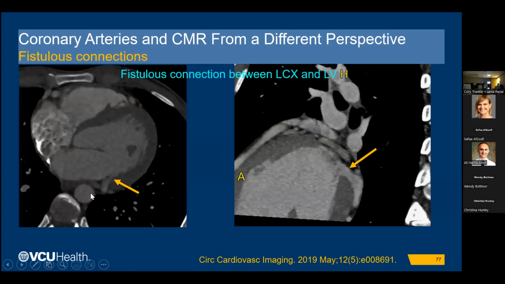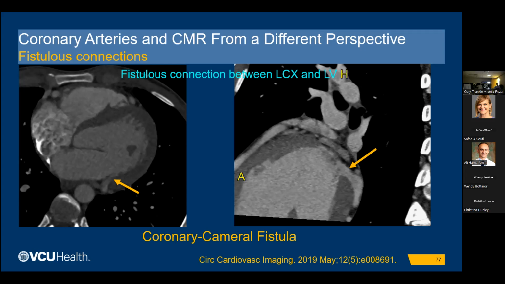This CTA was done by Dr. Dana, and we can see the tortuous and diffusely dilated coronary arteries, and interestingly, we could establish a fistulous connection between the left circumflex and the left ventricular cavity, which makes this a coronary cameral fistula.